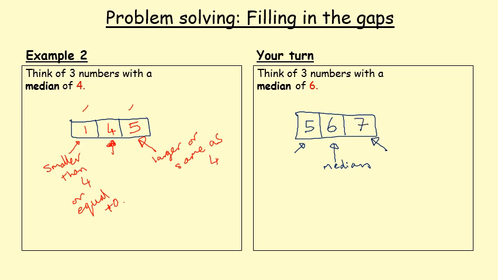Again, you could have had all 6s or different numbers in there. Just make sure that that middle number is 6, the number to the left of 6 is smaller or the same as 6, and the number to the right is the same or bigger.